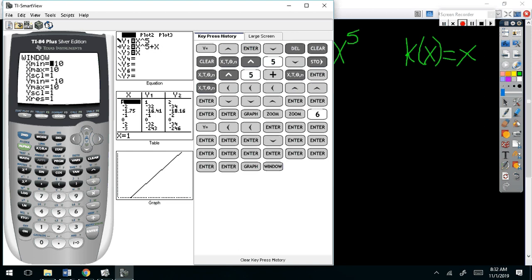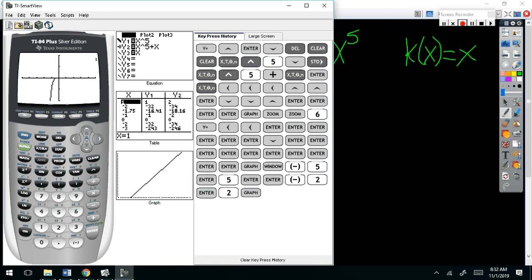Let's go -5, 5. Let's go -2, 2. There's the first. There's the second. And there's the line. What do you notice? Watch it draw one more time.